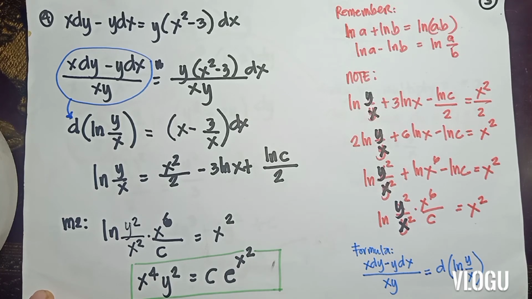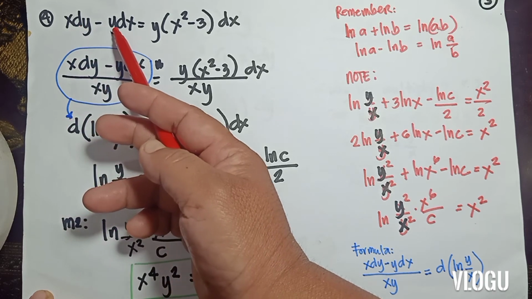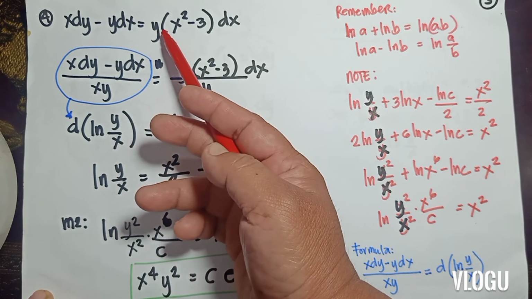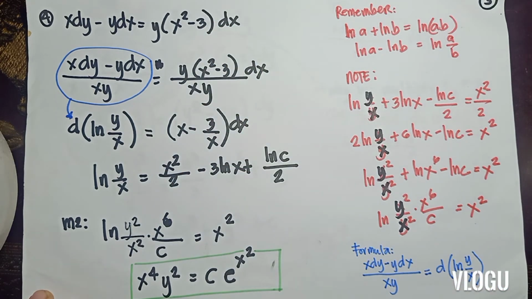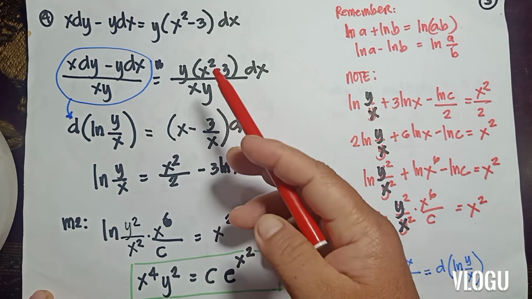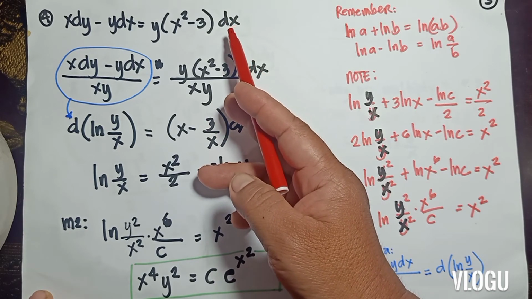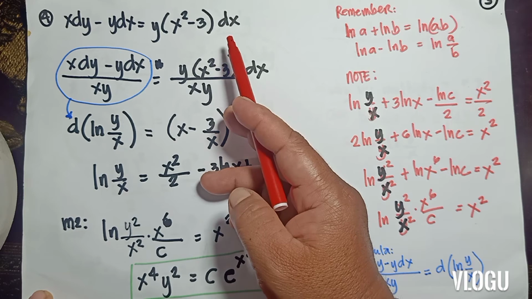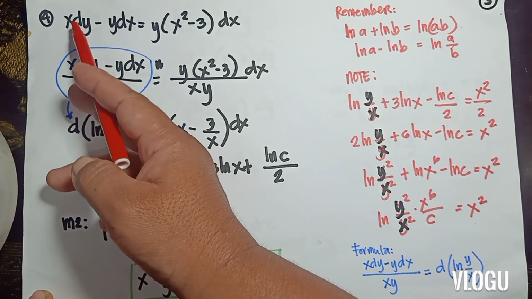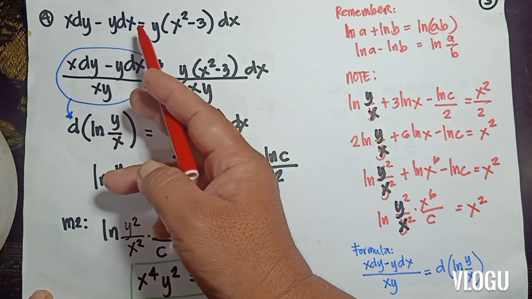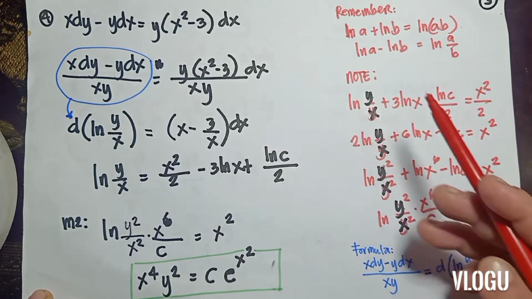Okay, the next example is of the form x dy minus y dx equal to y times (x squared minus 3) dx. So, we are going to find the exact differentiation for this one. To find the exact differentiation, if we look at x dy minus y dx, what can we form out of this given?